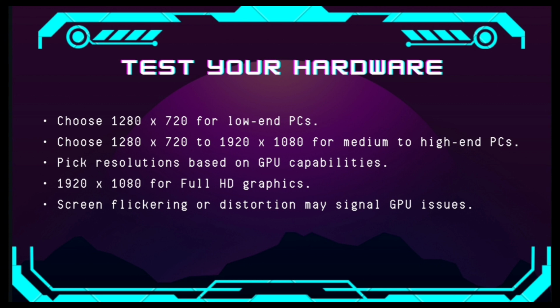If you're trying to test a low-end PC that doesn't have a dedicated GPU that supports high resolutions, you should choose 1280 by 720. If you're testing a medium to high-end PC with a GPU or graphics card, choose a resolution from 1280 by 720 to 1920 by 1080 Full HD. If the screen flickers or distorts during the test, it indicates a problem with the GPU.